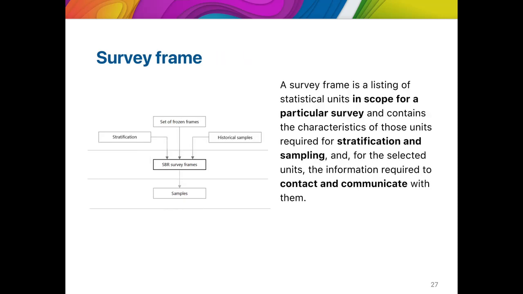A survey frame is a listing of statistical units in scope for a particular survey. It contains the characteristics of those units required for stratification and sampling, and for the selected units, the information required to contact and communicate with them. So survey frames are subsets of the frozen frame comprising the set of statistical and linked administrative units that match the specification of the survey target population and are active during the survey reference period, together with the characteristics that will be needed for the survey.